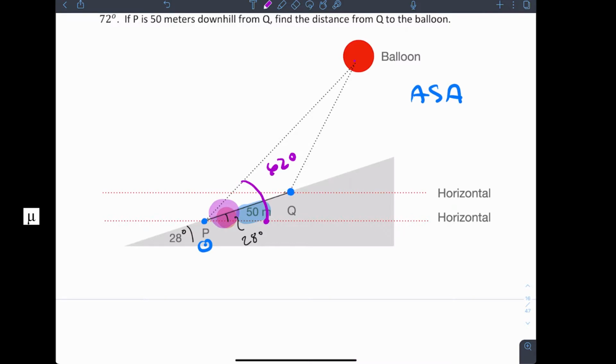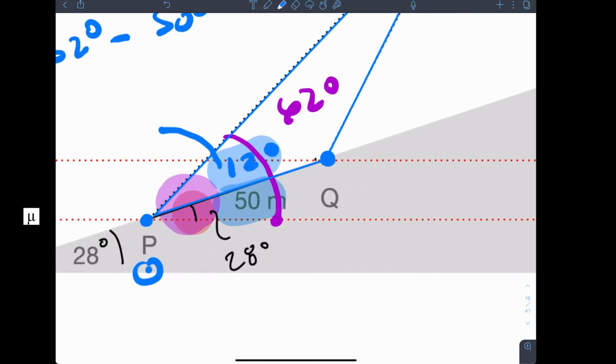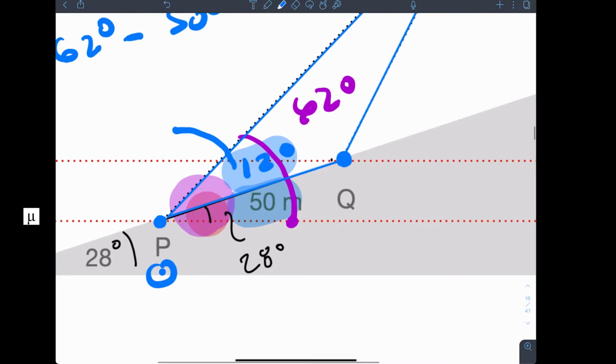So the point I'm making here is, what's this difference going to be right in here for the triangle again, as you guys can see? Because you're going to get another triangle here. So what do you get? 62 degrees minus 50 degrees. What does this measure? 12 degrees. Okay, so take a look right in there. That's 12 degrees now.